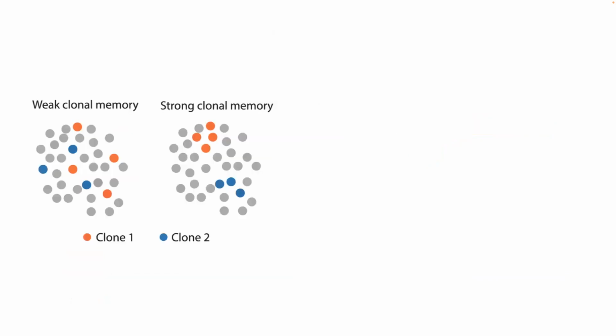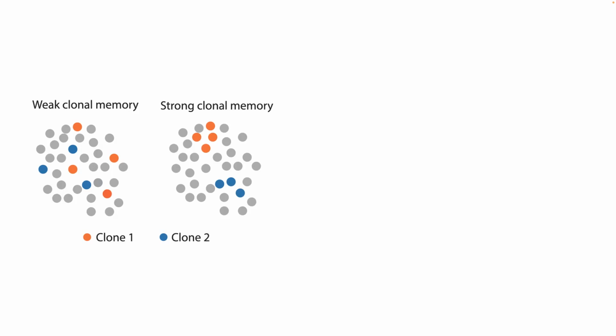Now we can ask the question of memory. For example, if we take the transcriptome, we can look at the similarity of two different cells in high dimension, and ask how different two clones can be. In the first case, the two clones don't have a clear pattern. The cells from different clones are mixed together. So this is the case with weak clonal memory.